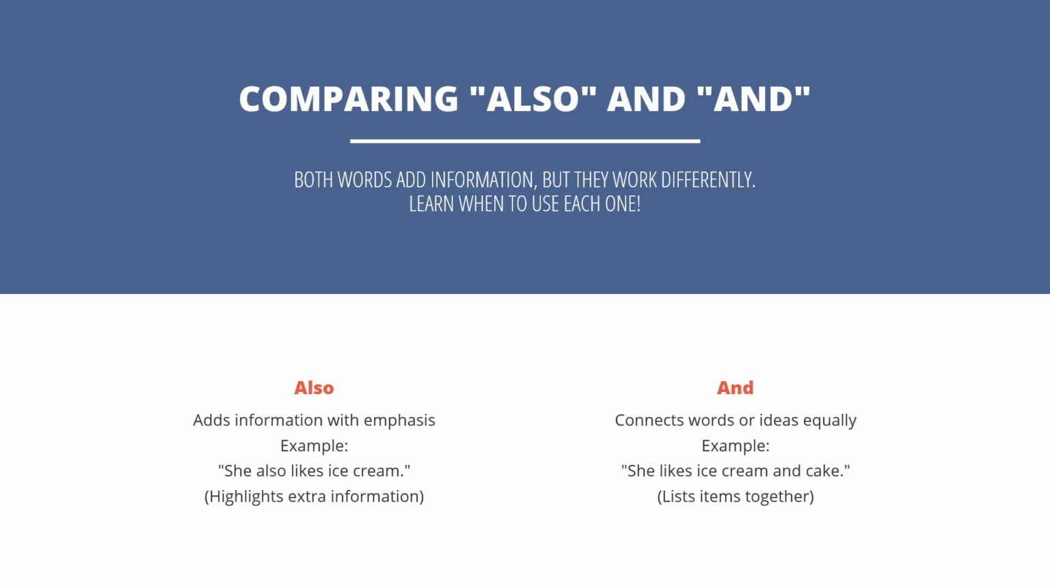What's the difference between also and too? Also is used at the start or middle of a sentence. It's more formal. Too is used at the end of a sentence and is more casual. Both mean the same thing.